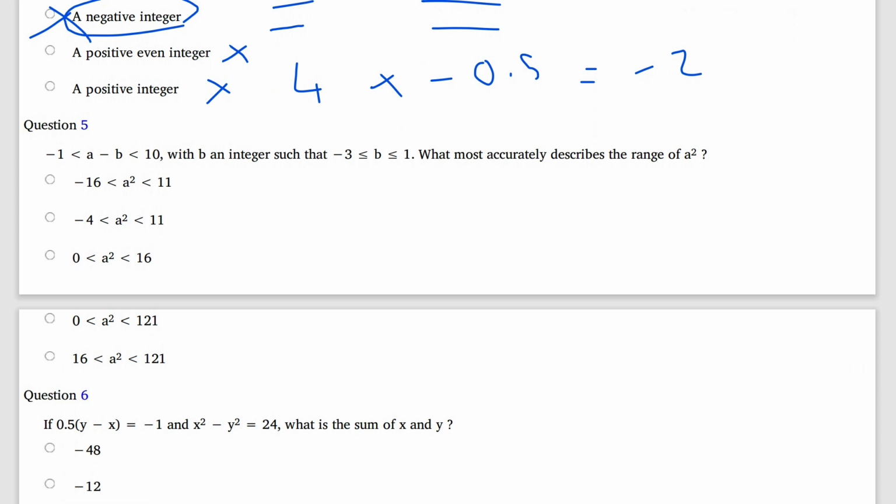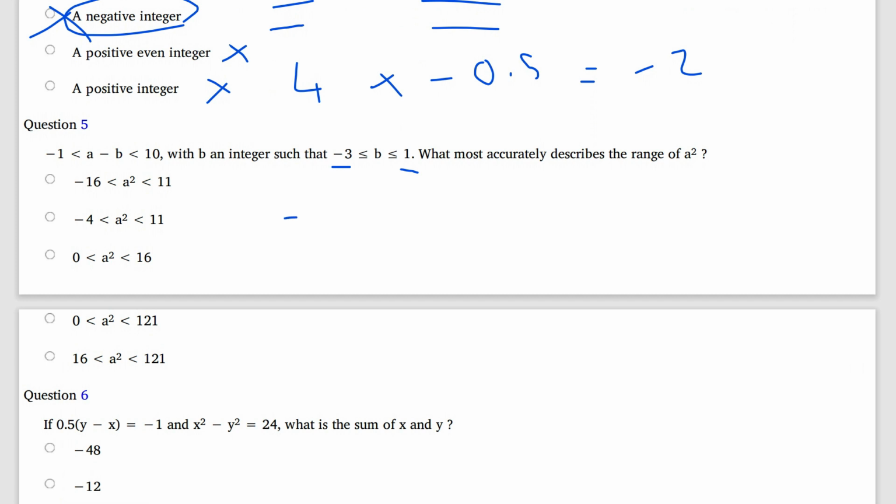Finally, some inequalities. If -1 is less than a minus b, which is less than 10, with b being an integer such that b is between -3 and 1 inclusive, what most accurately describes the range of a squared? Okay, well, I'm going to sub in the two extremes. So I'm going to first sub in -3, and then later I'll sub in 1.